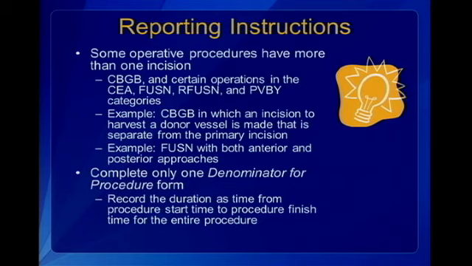Some operative procedures have more than one incision. For example, a CABG, some CEAs, fusions, refusions, PVBY, they can have more than one incision. So an example would be a CABG. They might have an incision on the donor vessels made for the leg, and then they also have the chest incision. And like a fusion with an anterior and a posterior report. You complete one denominator for procedure. You're not putting in two denominators, one for the leg part of the CABG and one for the CABG. That's one operative procedure, with the duration time being from the start to the procedure finish time.